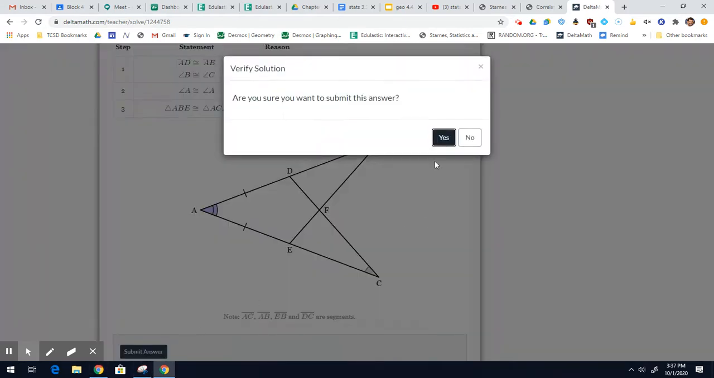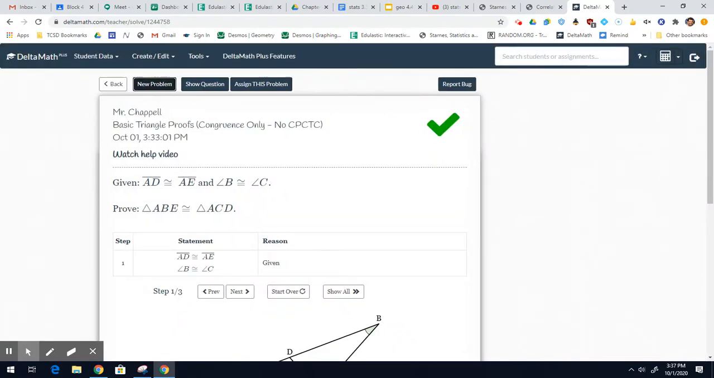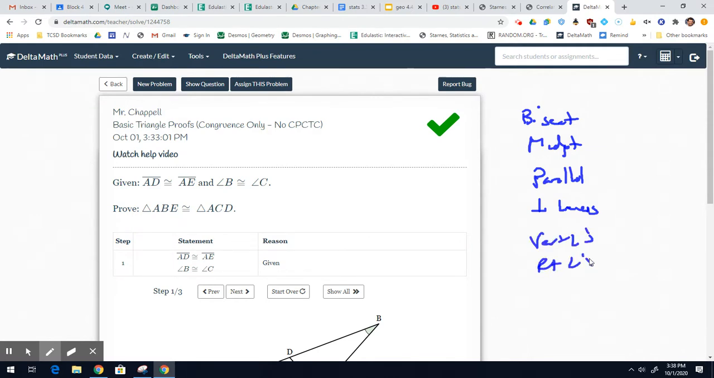Okay, cool. So again, let's make a list real fast. We're talking about bisecting. We're talking about midpoints. We're talking about parallel lines, perpendicular lines, right? All kinds of fun stuff in these, vertical angles, right angles. And of course, side, side, side; side, angle, side; angle, side, angle; angle, angle, side; and HL.